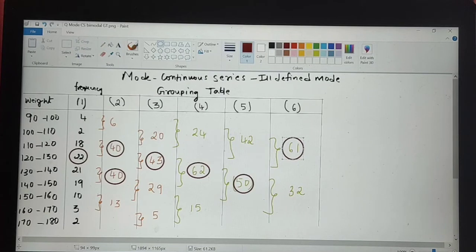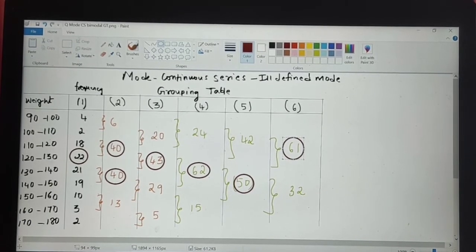So today we are going to deal with mode in continuous series when the mode value is ill-defined. By ill-defined, I mean that the mode has two highest values inside the analysis table. This is a problem that I have already solved, because I have already explained how to solve a problem under continuous series. You can refer to that video.